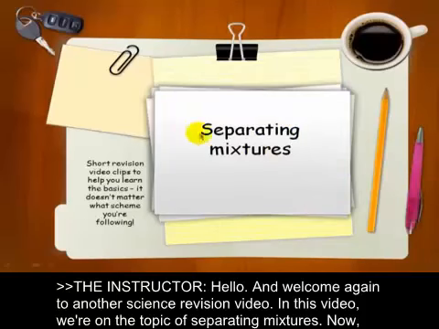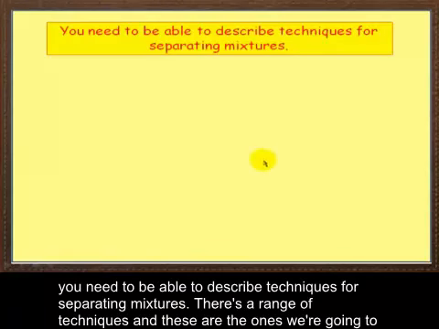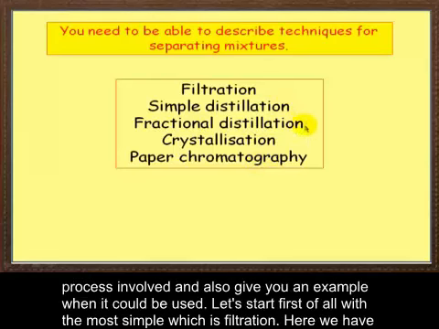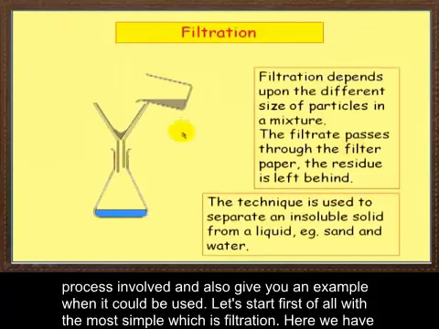Now in this video we're going to look at the topic of separating mixtures. Now you need to be able to describe techniques for separating mixtures. There's a range of techniques and these are the ones we're going to look at: filtration, simple distillation, fractional distillation, crystallization and paper chromatography. Now in each case we'll describe the process involved and also give you an example when it could be used. Let's start first of all with the most simple, which is filtration.